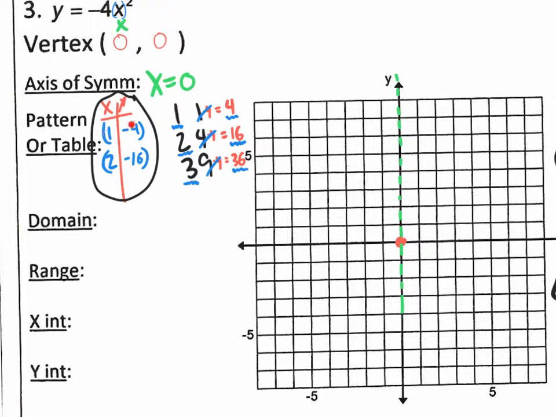So if I go 1 on the X, negative 4 on the Y, that'll give me 1, 2, 3, 4. That'll be right here. Put that dot. Map it over to the other side. And that's pretty much it. You're done. I say you're done because if you go to the next part of the pattern or the next coordinate, 2, negative 16, you're going to be way off the graph, right? So let's just connect those dots, make a pretty narrow parabola.